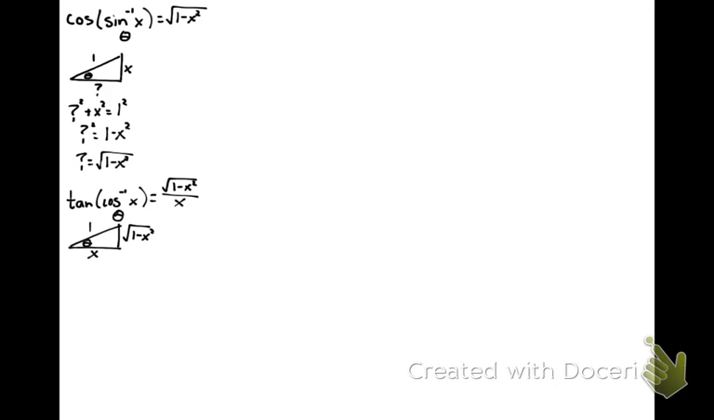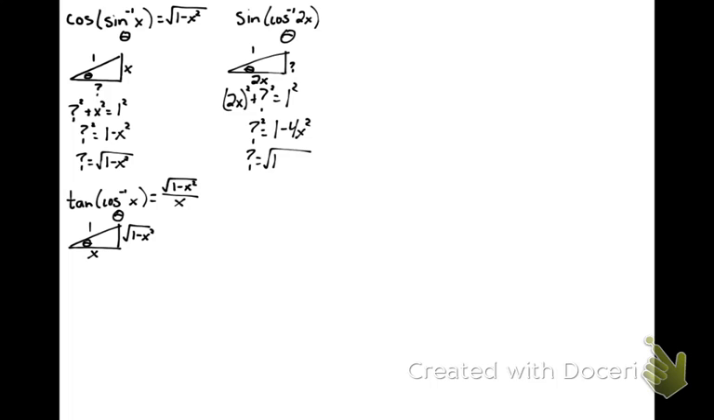A third example of this type would be, we'd like to know the sine of the inverse cosine of 2x. Well, the inverse cosine of 2x is just some angle, and what I know about that angle is that its cosine value is 2x, which means its adjacent must be 2x and its hypotenuse must be 1. What I want to know has to be related via the Pythagorean theorem, that 2x squared plus what I want to know squared must equal 1 squared, or what I want to know squared has to equal 1 minus 4x squared, or what I want to know is the square root of 1 minus 4x squared.